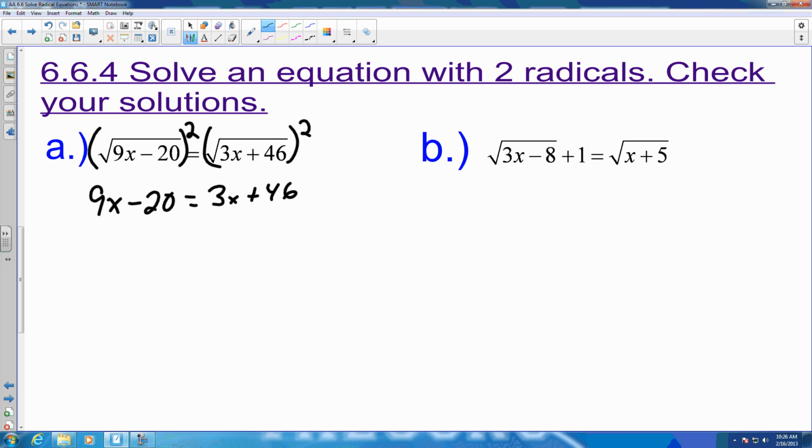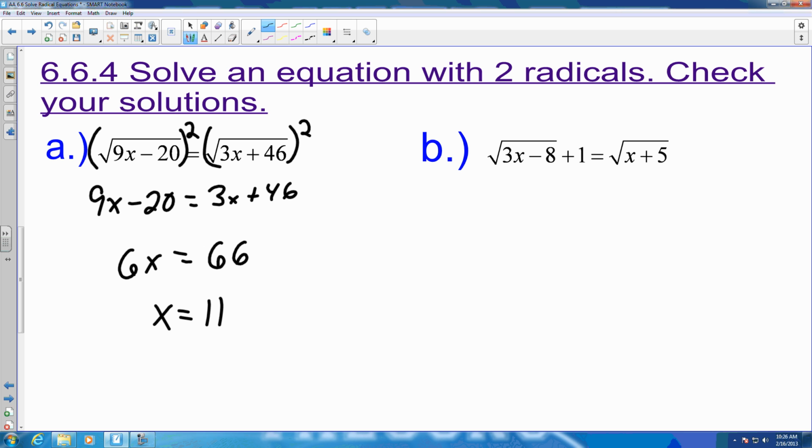Now I can get x by itself. I'm going to subtract 3x, which gives me 6x. Then I'm going to add 20, which will give me 66. And it leaves me with x equaling 11 if I divide both sides by 6.